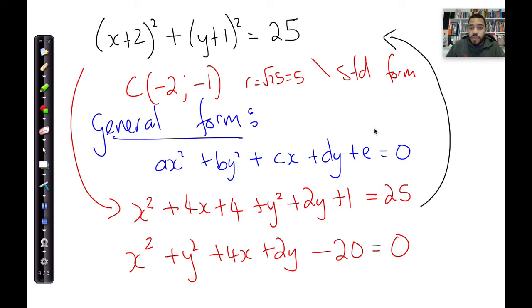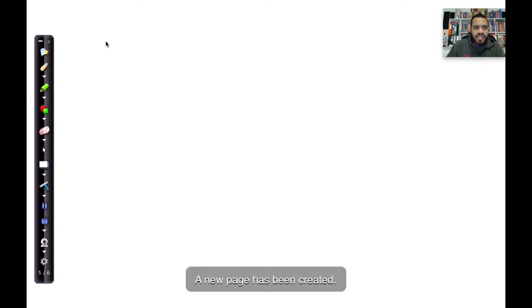Okay, so now in this part, what we want to do is move from what we have over here, which is the general form, to the standard form. So just remember this equation, x squared plus y squared plus 4x plus 2y minus 20 is equal to 0. And let's write it down over here.